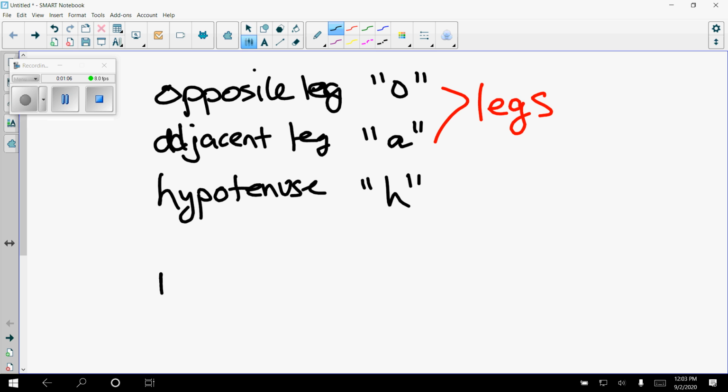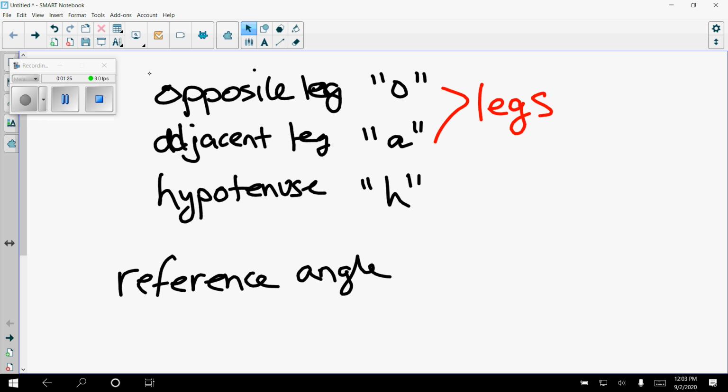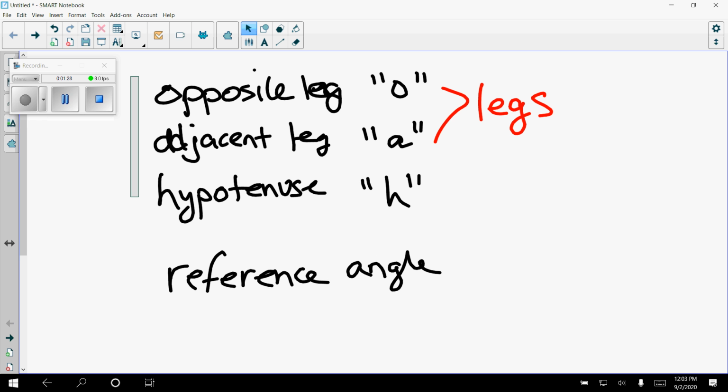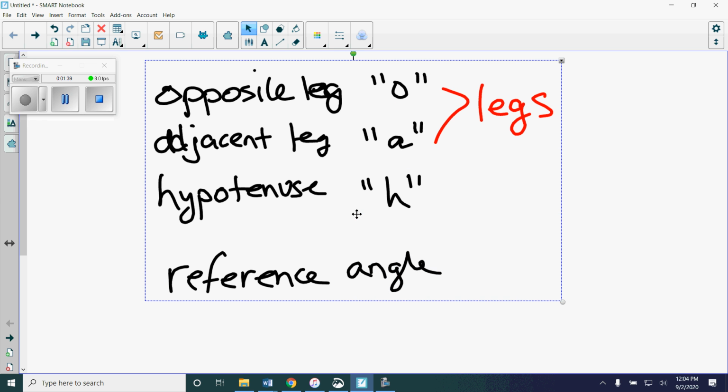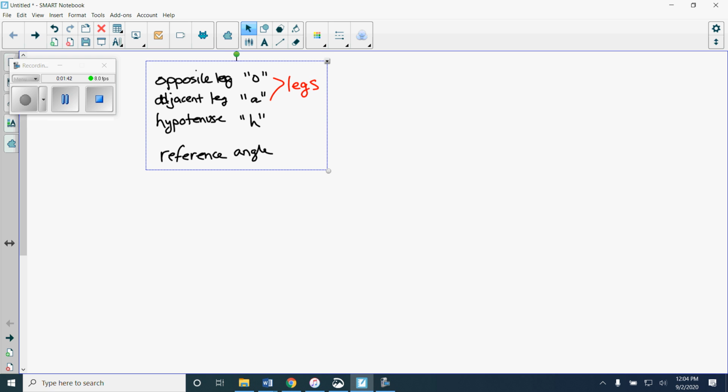We're also going to have something that we call the reference angle. Okay? And reference angle. So hopefully that'll make a little bit more sense as we go along. So we're going to try to make this at least a little smaller here. So that way I can have it up here if I'm using it. Okay? So let's look at an example.